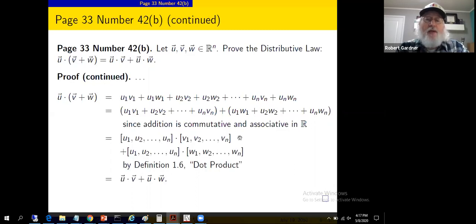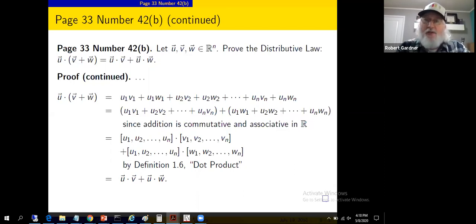The first term is u vector dot v vector. Second term is u vector dot w vector. Why is that? Definition of dot product. And then let's clean it up and write it with the little symbols with the arrows over them. And we got u dot v plus u dot w. And that was the claim. And there's distribution. And it was proved, largely like I suspected.